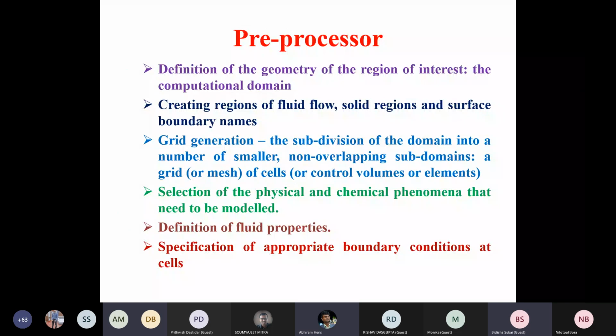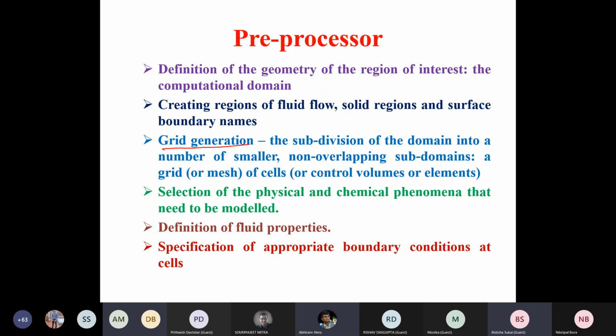Now let us discuss it a little bit. What is a preprocessor? It is the definition of the geometry of the region of interest, that is the computational domain that you need to define. Then creating regions of fluid flow, solid regions, surface boundary names. So this you have to specify. After that, grid generation means meshing. Later on, I will show all these steps individually, taking an example. Okay, so need not worry, but I am trying to give you a broad picture of the overall process of CFD. Okay, so grid generation.